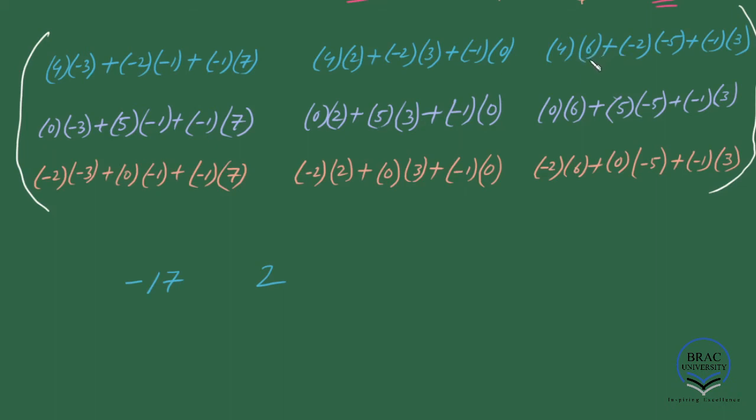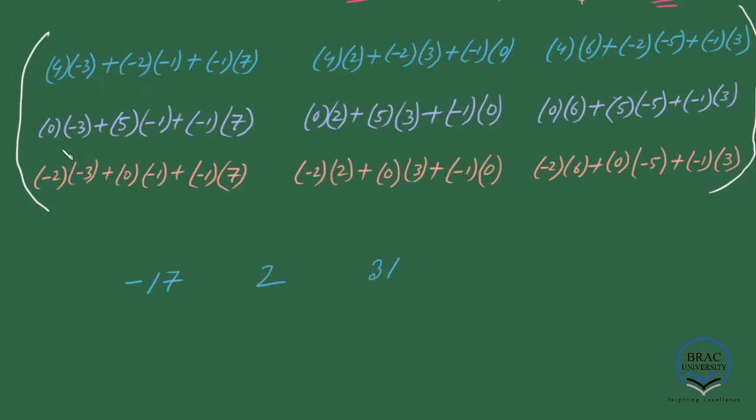And the third entry in the first row, what we're going to get is 4 times 6, that gives you 24. This term gives you positive 10, and this gives you negative 3. So 24 plus 10, which is 34, and then minus 3, so 34 minus 3 is 31. So what we're going to get over here is 31.